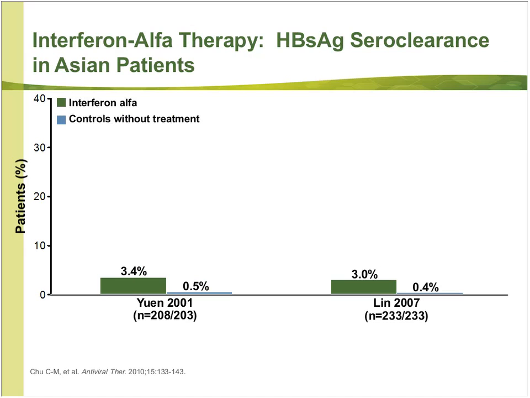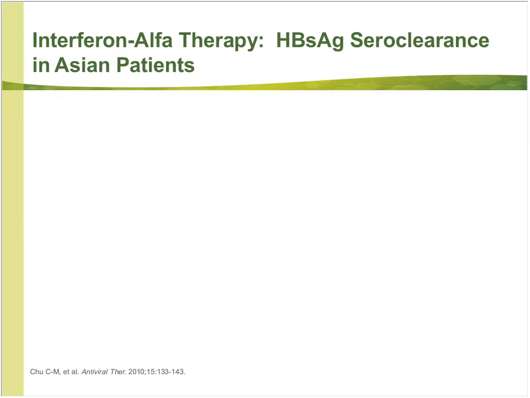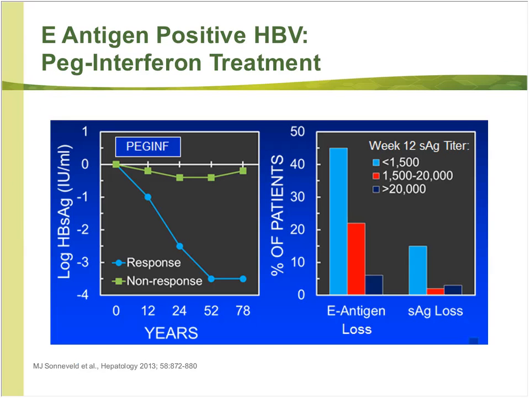Here is data from Hong Kong, and Lin from Taiwan, showing that even in Asian patients, you can go from this 0.5% up to 3% to get S clearance. But it's a lot of work for a low rate of functional cure. This is recent data, 2010, from Dr. Chu. Now, in e-antigen positive patients, you can see in responders a beautiful decline in S antigen. And you can follow those patients out long term and show the S antigen decline or clearance.